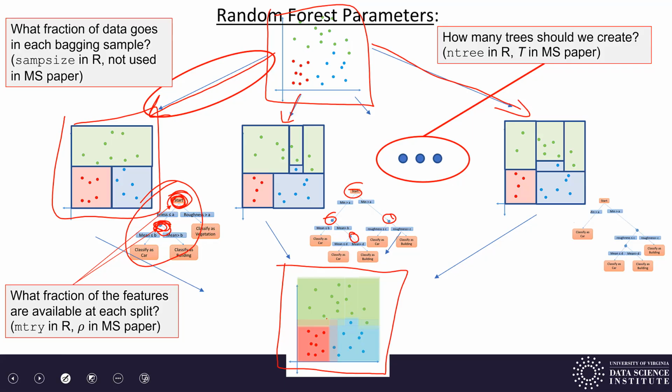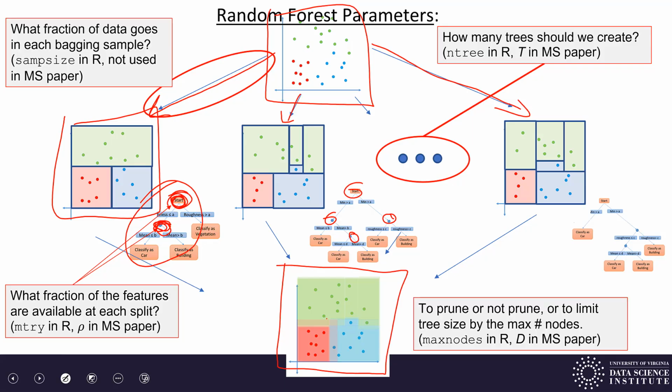So that's called ntree in R, or capital T in the Microsoft paper. Lastly, we need to decide on each of our trees, should we prune the individual trees or should we not prune? Often, instead of pruning, the trees are limited in their maximum size by the maximum number of nodes. And so in the R code, that's called a variable that sets that maximum size on the nodes. It's called maxnodes, or it's called D in the Microsoft paper.